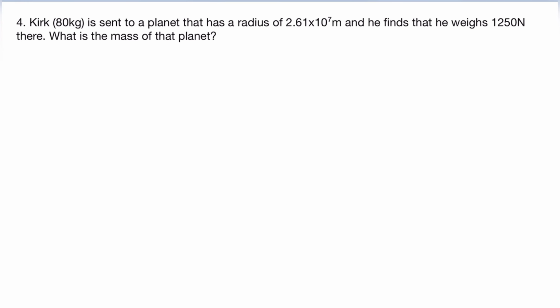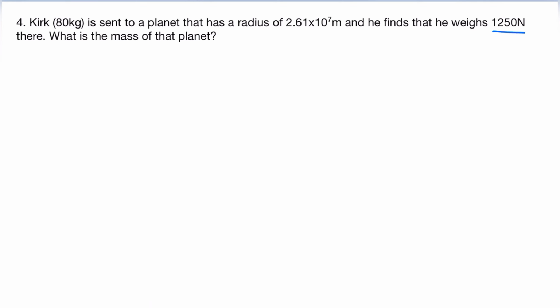Number 4. Kirk, 80 kilograms, is sent to a planet that has a radius of 2.61 times 10 to the 7th meters, and he finds that he weighs 1,250 newtons there. What is the mass of that planet? So remember that weight changes while mass stays the same. Your weight will change depending on your location because gravity is different on different planets. So on this planet, Kirk's weight, or his gravitational force, is 1,250 newtons.